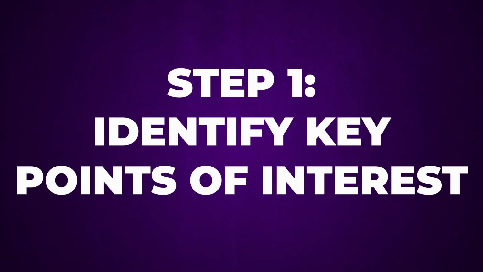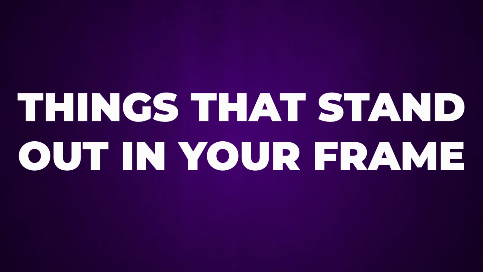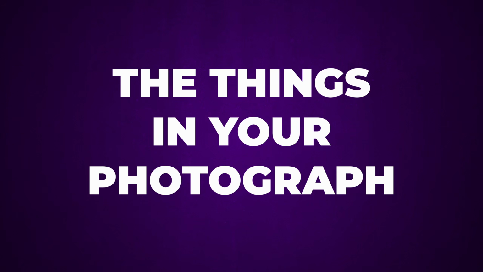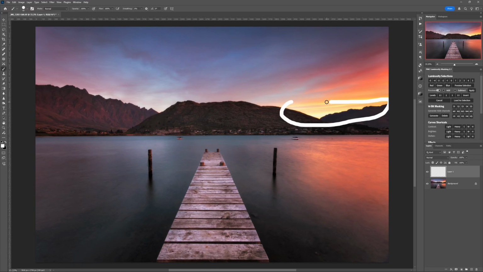The first step in any scene is to identify the key points of interest. So first question, what is a point of interest? Well, for me, it's essentially the things that visually stand out in your frame. Things like distinctive shapes, textures, and objects. These are the things that are unique or special about the scene that you're photographing at the time. Or to put it even more broadly, because it's an infinite list otherwise, the things in your photograph. As well as interesting things, we're automatically drawn to areas of high contrast, so dark objects on a light background and vice versa.